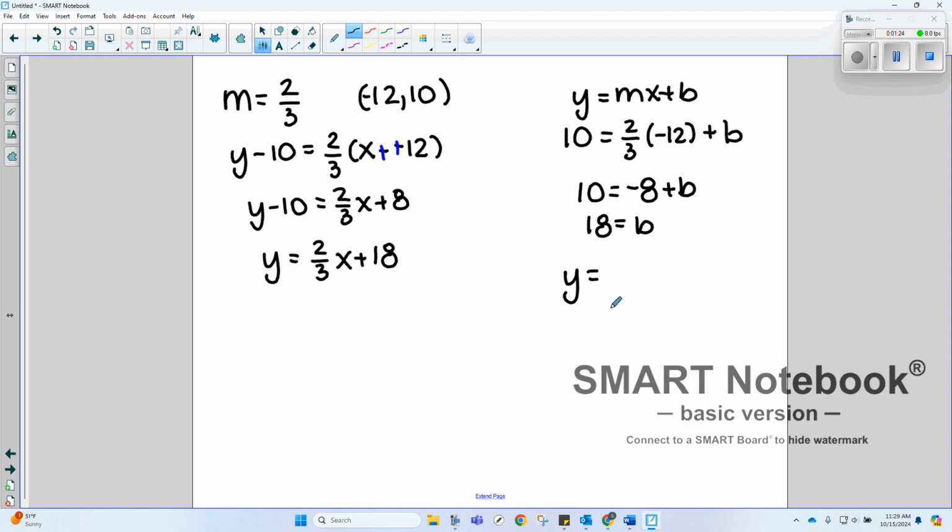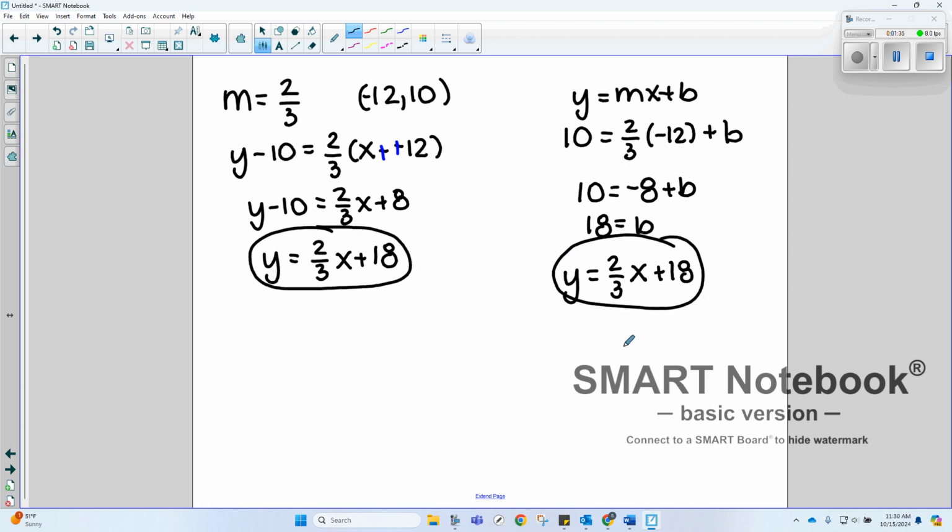Okay, putting the two pieces together, meaning the m that we started with and the b we just found, we should get y equals 2/3 x plus 18 either way.